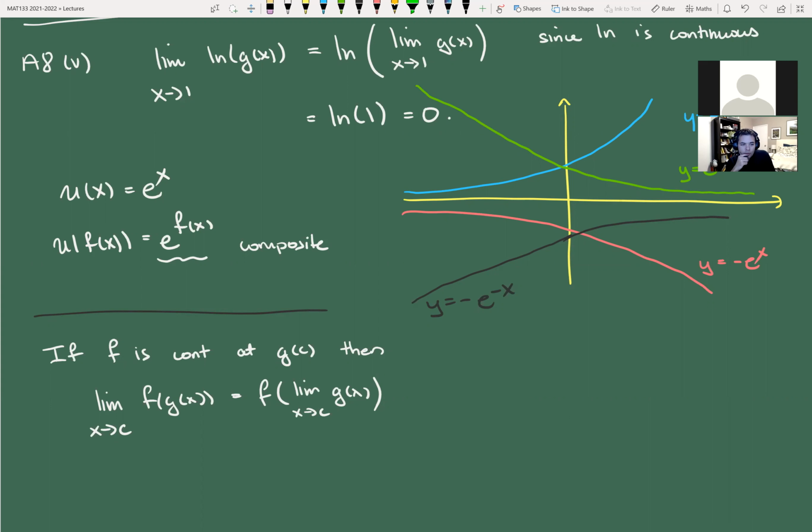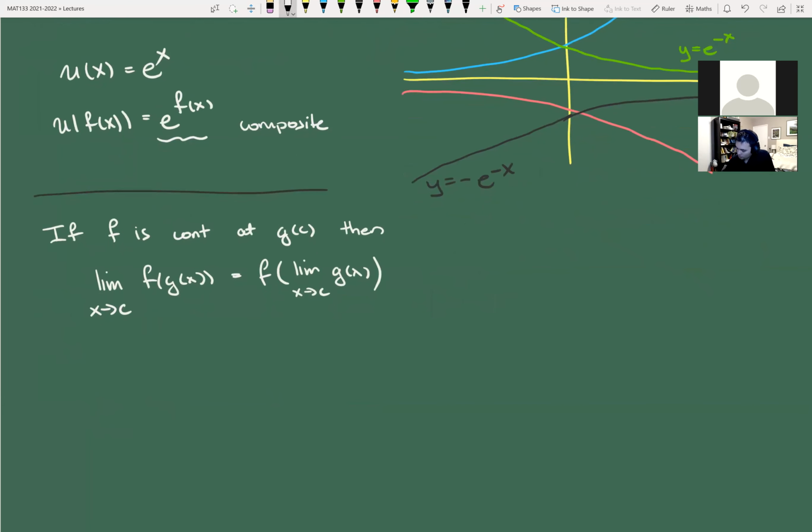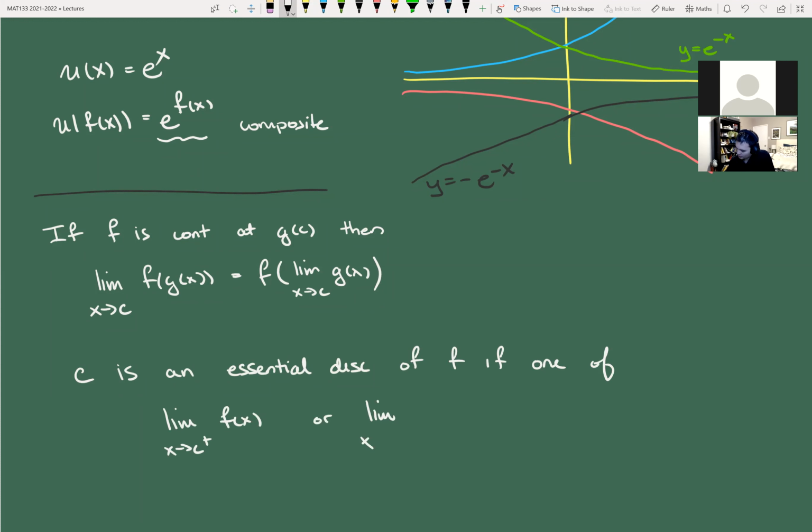Rafid, more than 3 what? And then I got a direct message: how do you describe an essential discontinuity? It depends on what you mean by describe. The formal definition is: c is an essential discontinuity of f if one of its one-sided limits does not exist.